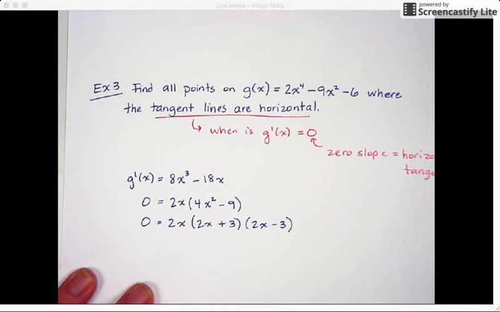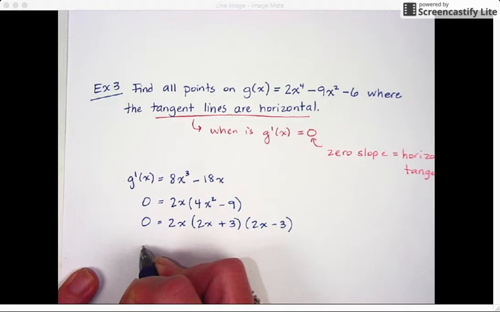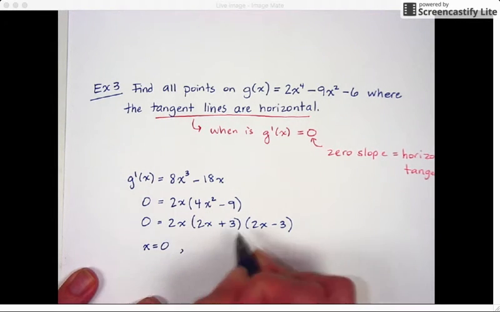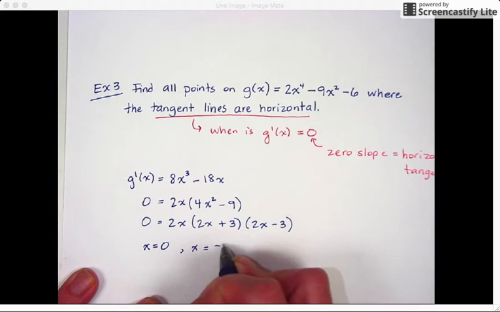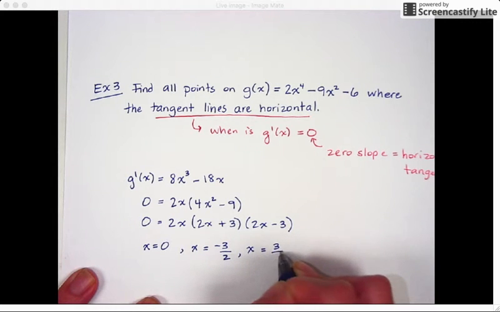So I actually get 3 x values. So let's see. I have x could be a 0. x could be negative 3/2. And x could be positive 3/2.